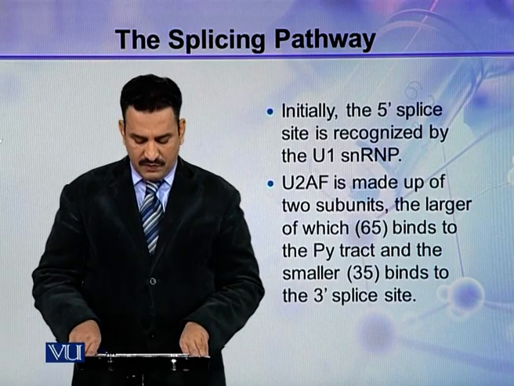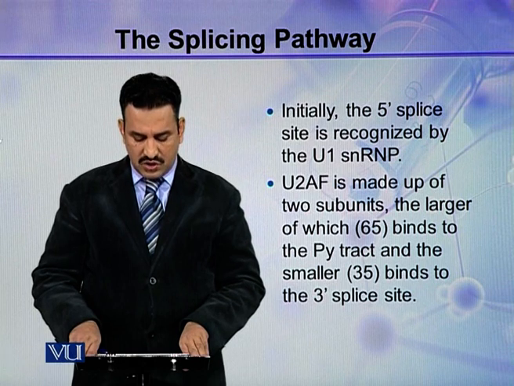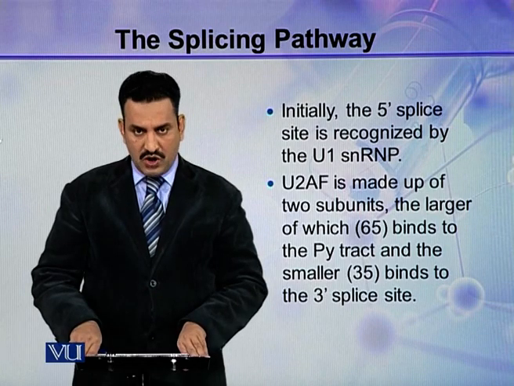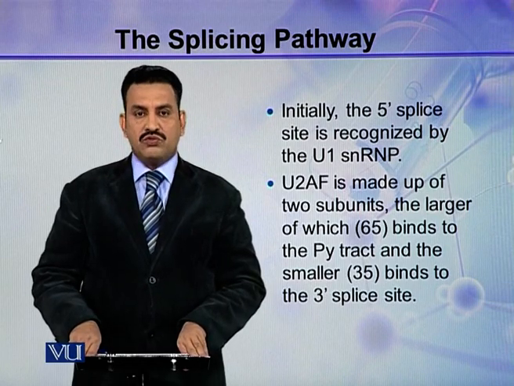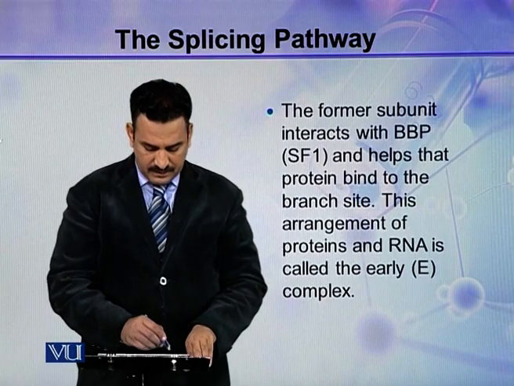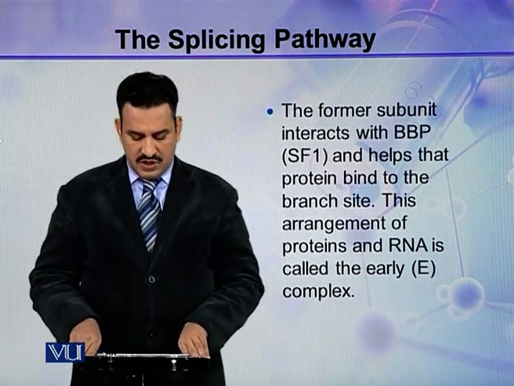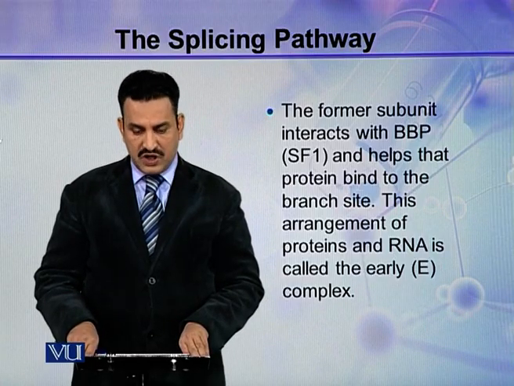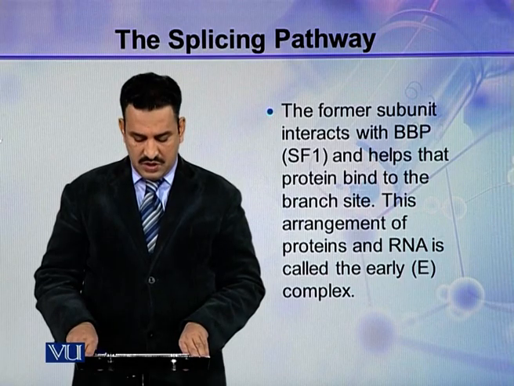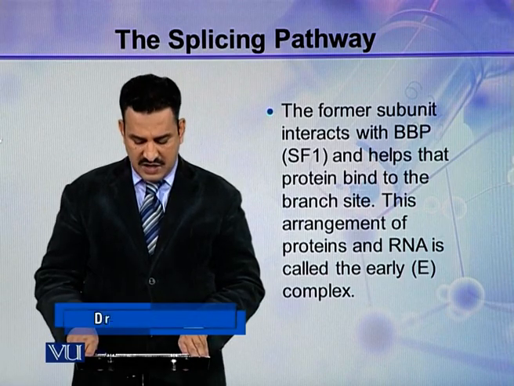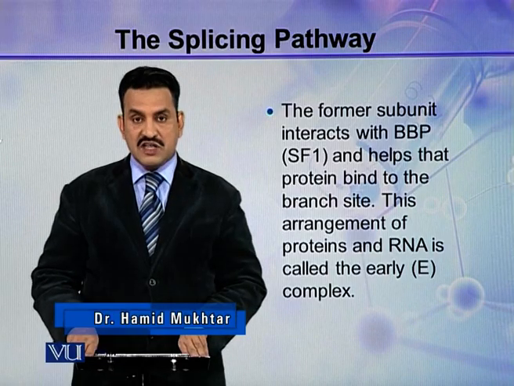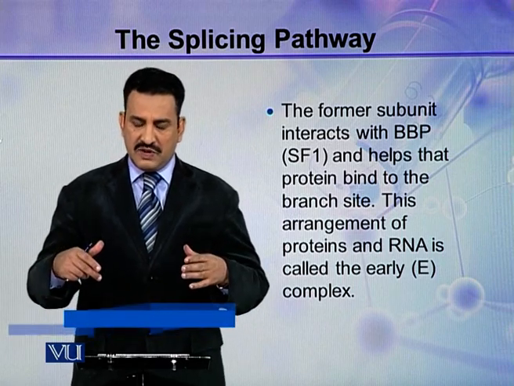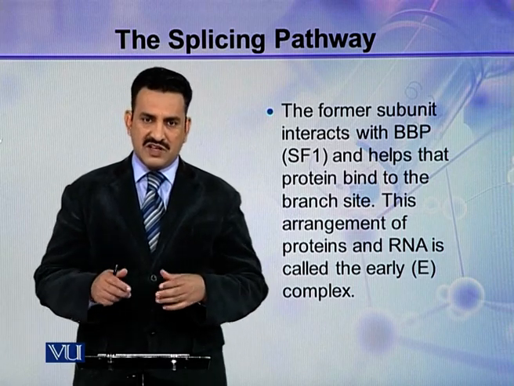U2AF is made up of two subunits. The larger, 65, binds to the PY tract, and the smaller, which is 35, binds to the 3' splice site. The former subunit interacts with BBP SF1 and helps that protein bind to the branch site. This arrangement of protein and RNA is called the early E complex. So the early E complex is formed by the attachment of all these proteins and SNRPs.